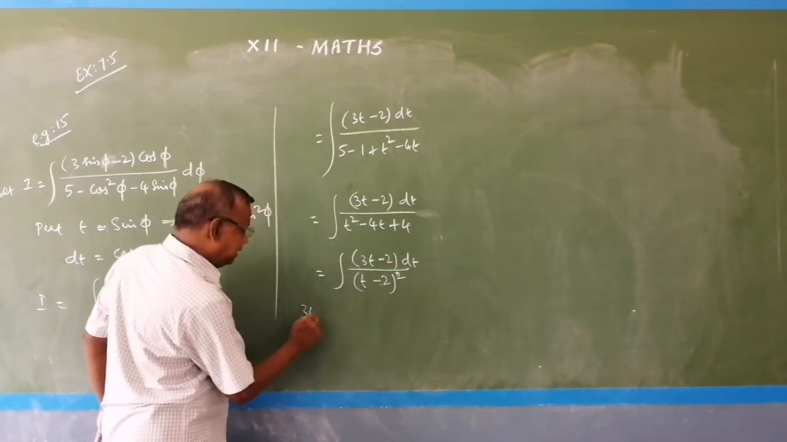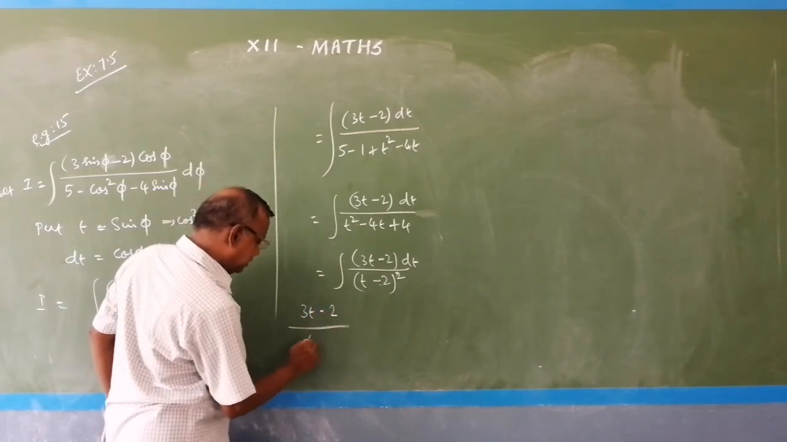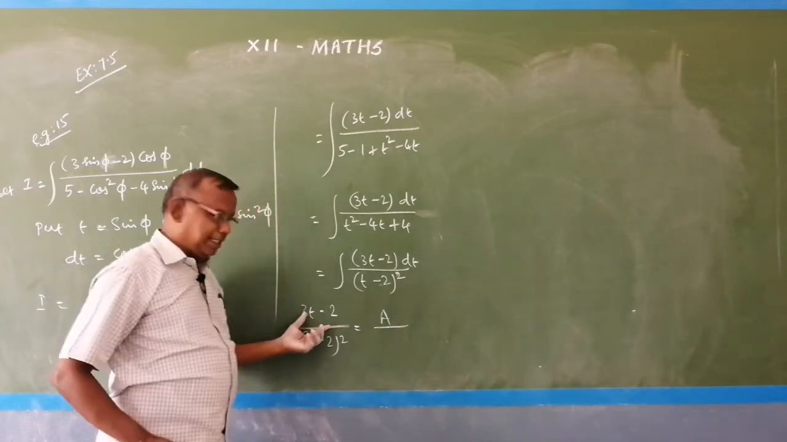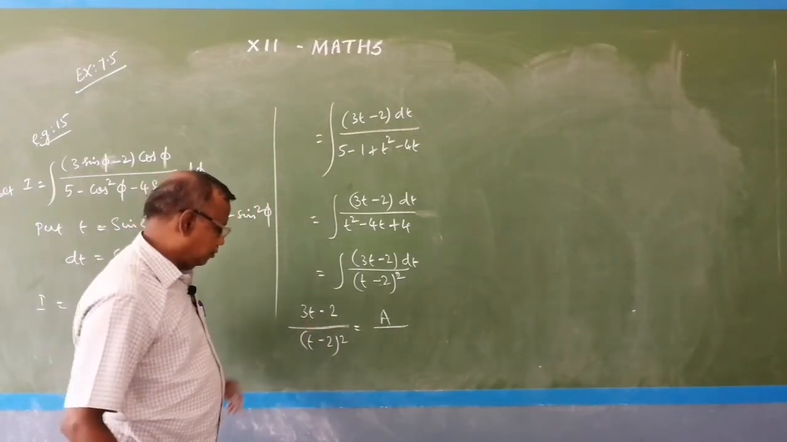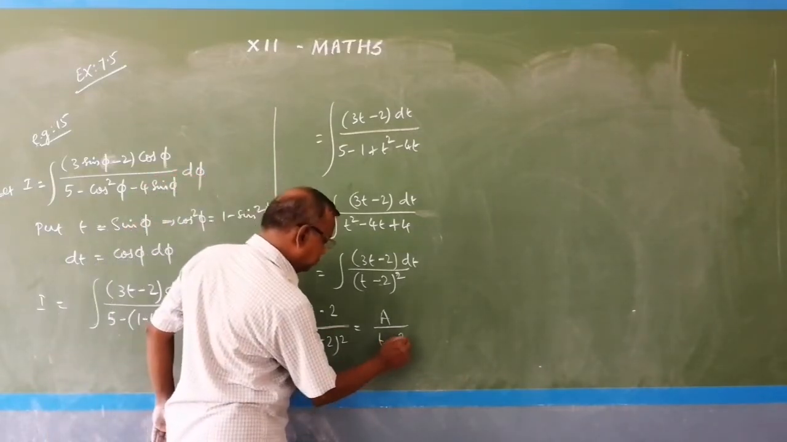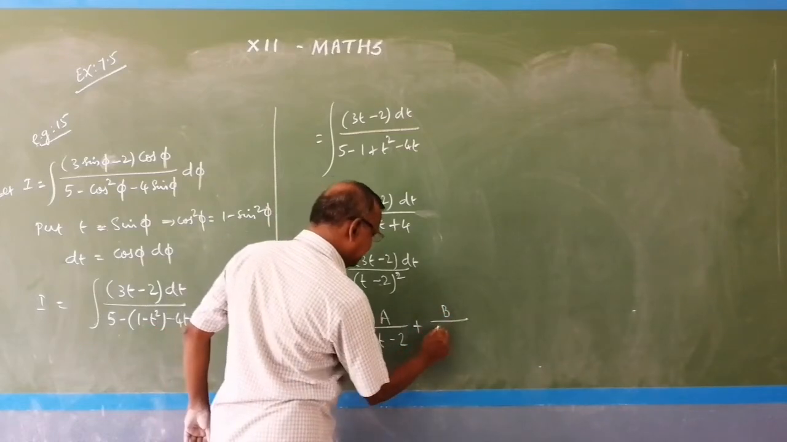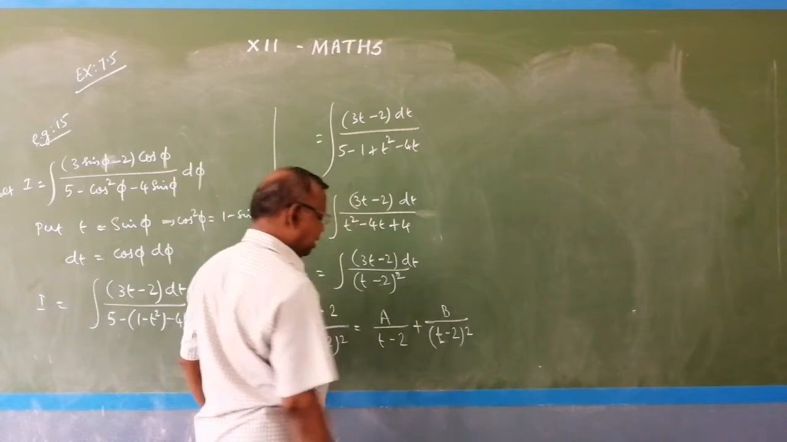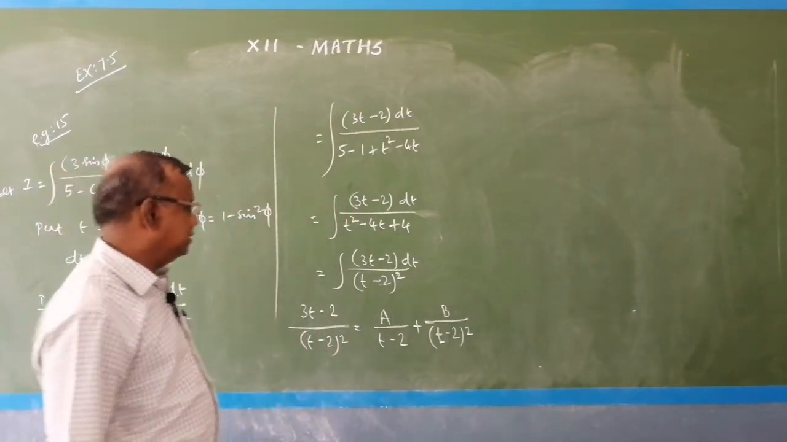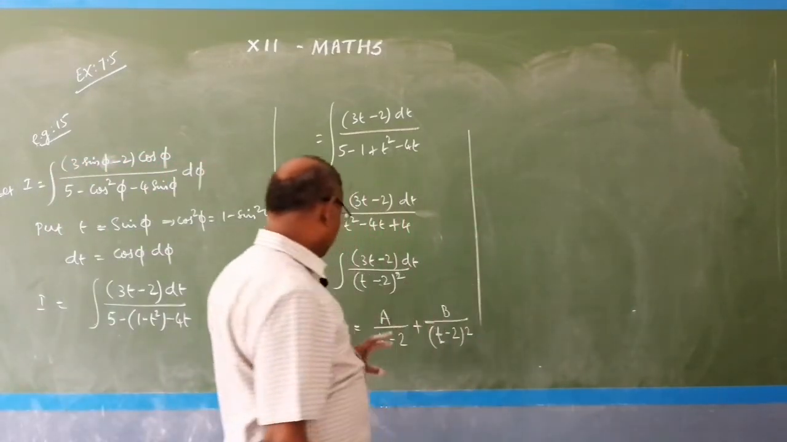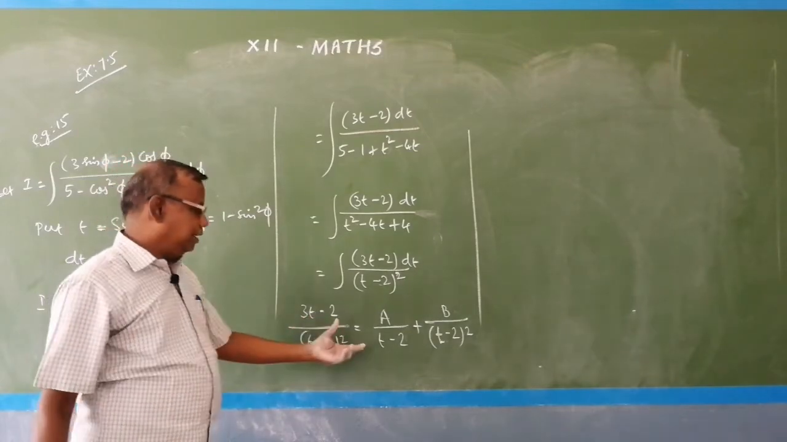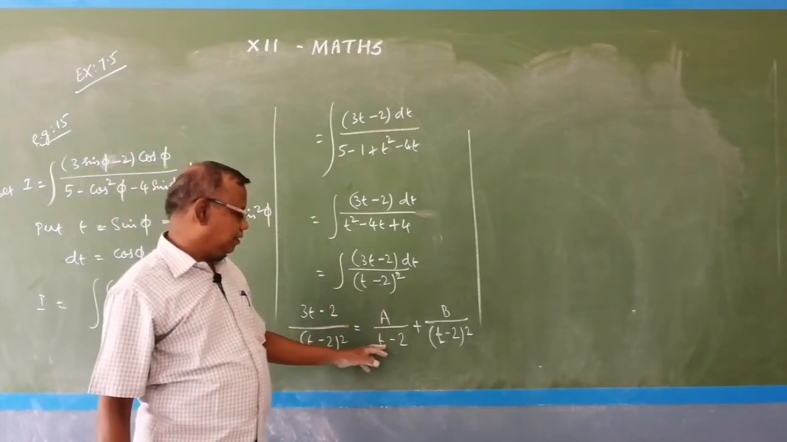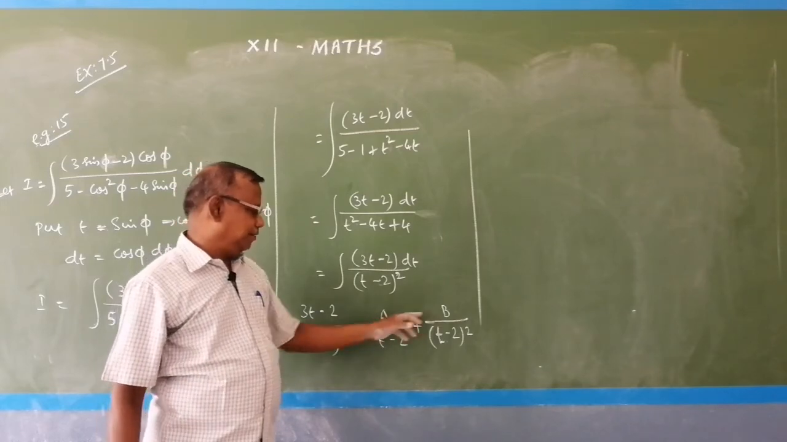Now, (3t minus 2) divided by (t minus 2) the whole square equals a by (t minus 2) plus b by (t minus 2) the whole square, since the numerator is linear and the denominator is quadratic. So, this is the procedure and we have already done problems using this. Now, from this you can simply equate the numerators, and substituting various values of t, you can find the values of a and b.